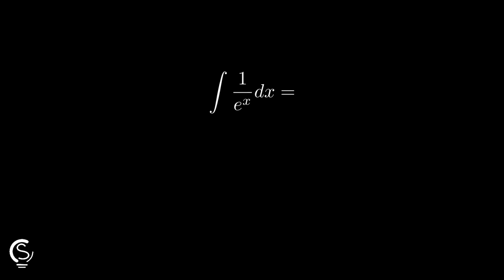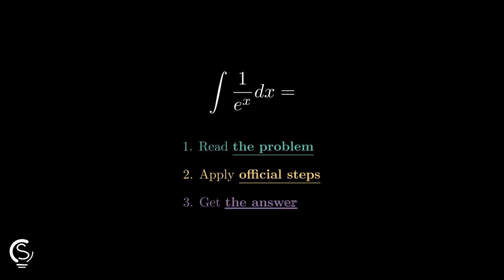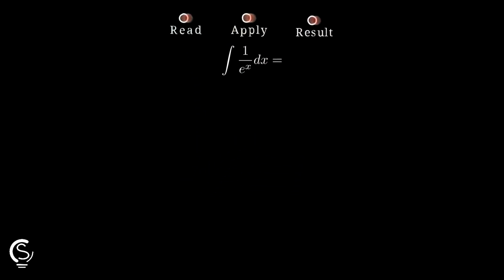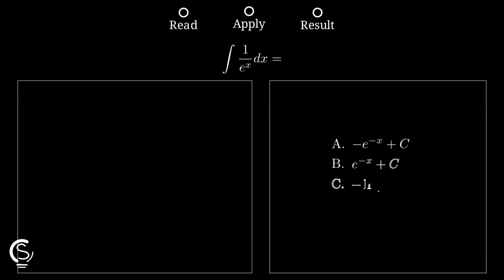Let's go! Integrals get easy fast when you rewrite smartly, and this one is a perfect example because one tiny exponent move reveals the answer in seconds. Start by rewriting 1 over e to the x as e to the negative x, because dividing by an exponential is the same as moving that exponent downstairs with a minus sign.